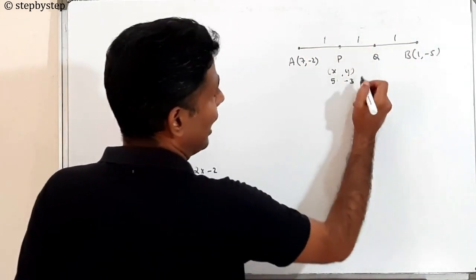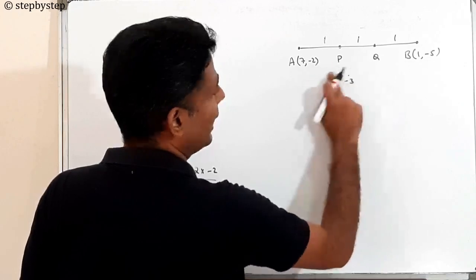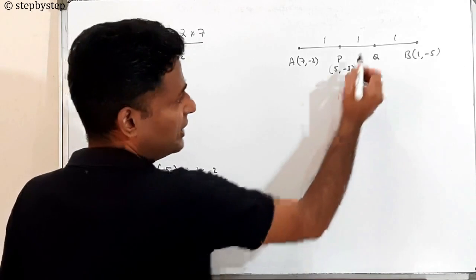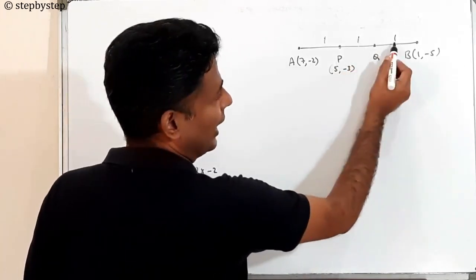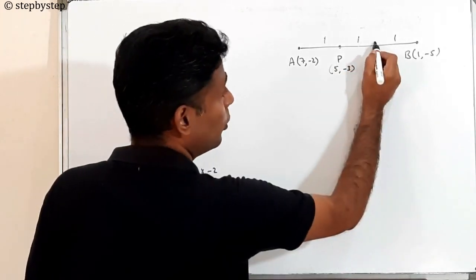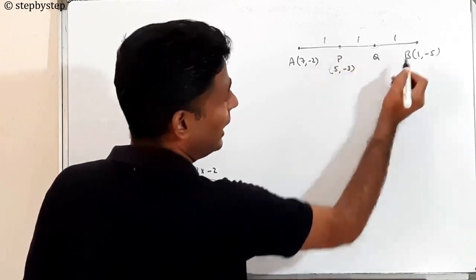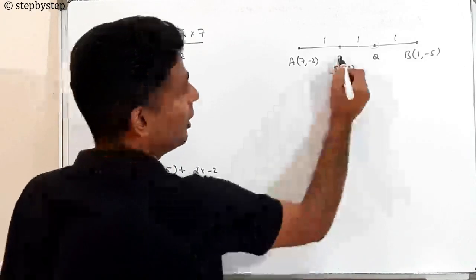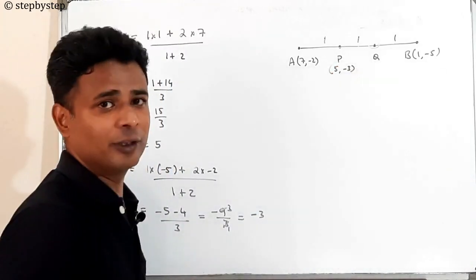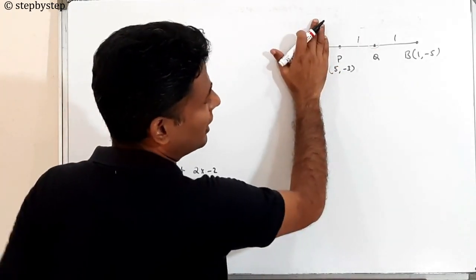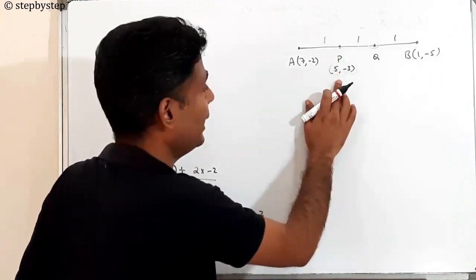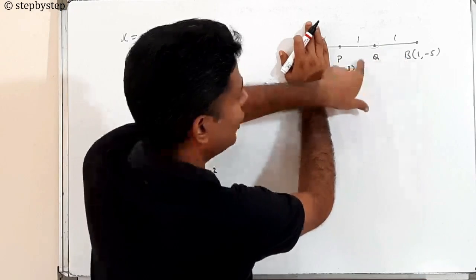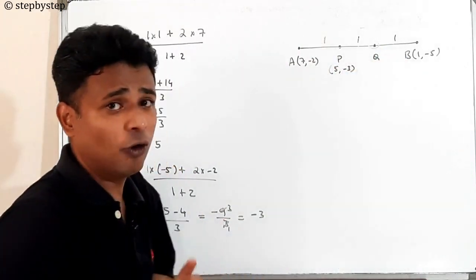How? See, now we have found the value of P, that is 5, minus 3. Now what is the ratio between this and this? 1:1, which means Q is the midpoint of PB. So we can use the midpoint formula for PB and find the value of Q, because we can ignore this as we know the coordinates of P now. So we take this as the midpoint and find Q using the midpoint formula.